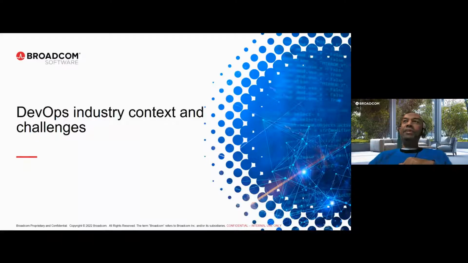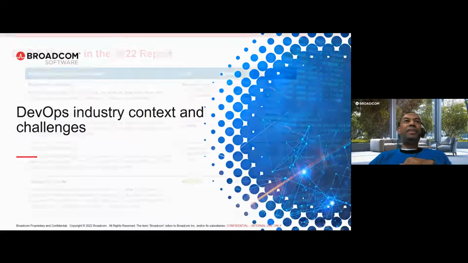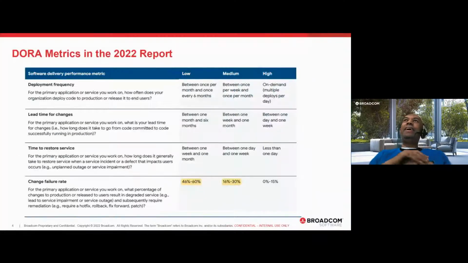I'm assuming all of you are familiar with the DORA report that the Google Cloud team publishes every year, right? The latest one came out just a couple of weeks ago, and Broadcom is one of the key sponsors for this report. So I'm assuming that all of you are familiar with the top 4 metrics that the DORA group has standardized and measures organizations on for baselining their maturity and capability.